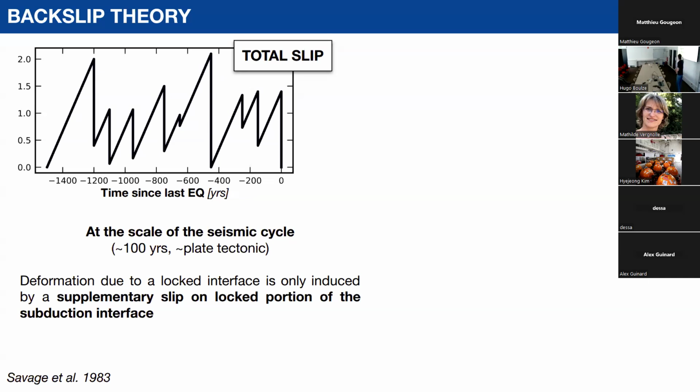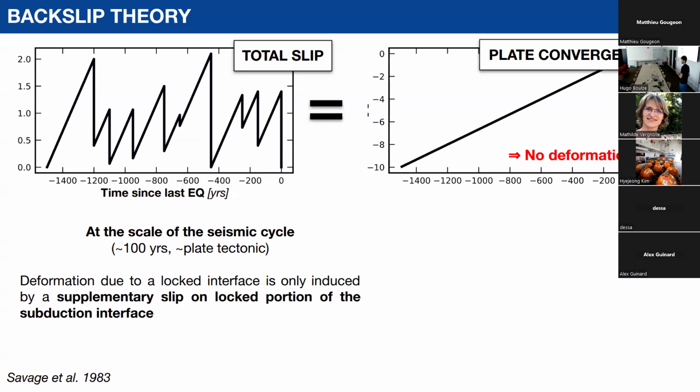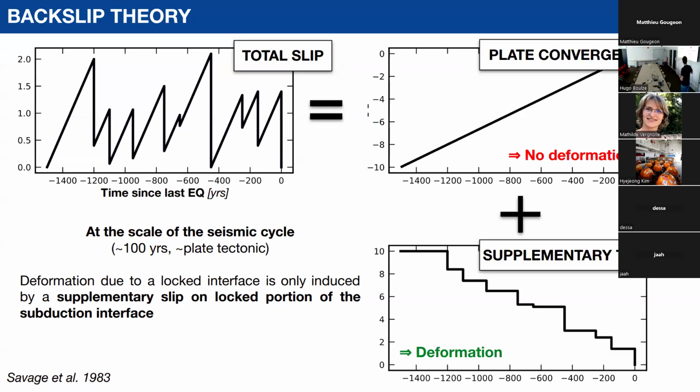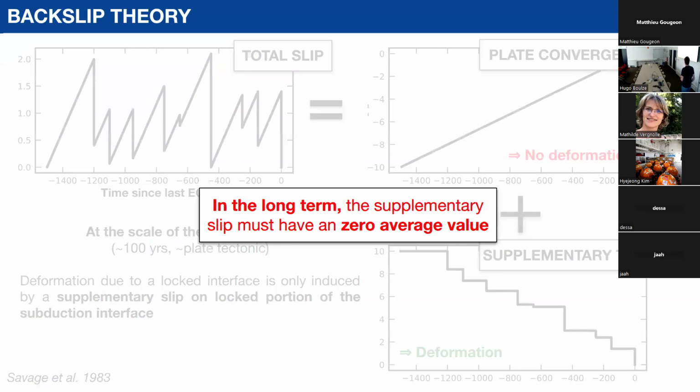And we can decompose this slip on the interface using the plate convergence. So you assume that there is no deformation induced by the plate convergence, and what we call the supplementary slip, which induces deformation. And another important point of the backslip theory is that in the long term, the supplementary slip must average to a zero value. So in the long term, you must have a zero average value of slip.